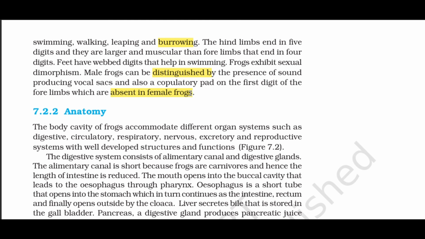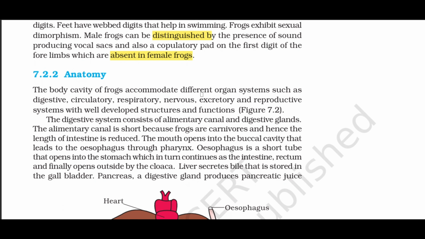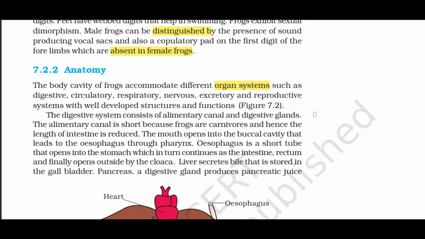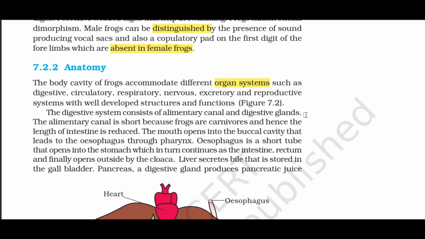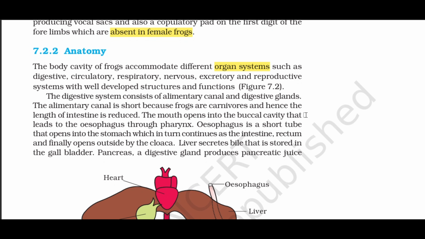Anatomy. The body cavity of frogs accommodates different organ systems such as digestive, circulatory, respiratory, nervous, excretory and reproductive systems with well-developed structures and functions, figure 7.2. The digestive system consists of the alimentary canal and digestive glands.